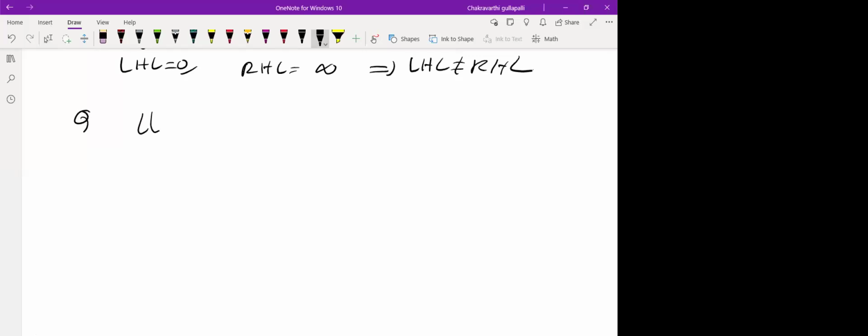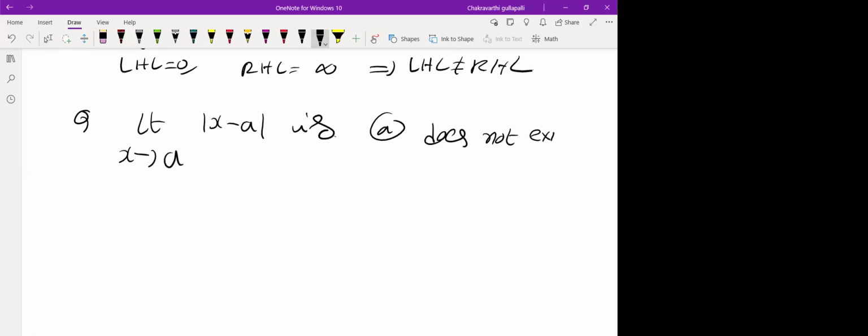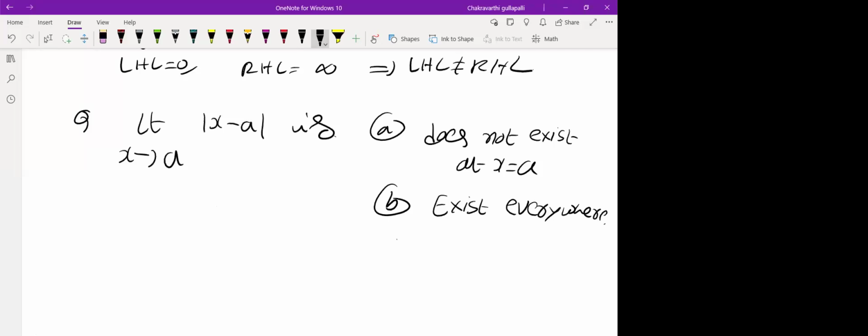So limit X approaching A, mod X minus A by X minus A. Suppose you have to find this. So does it exist or not? Exist everywhere? Yes. So we want to know, does it exist or not? Does not exist at A. Exist everywhere. Does not exist everywhere.